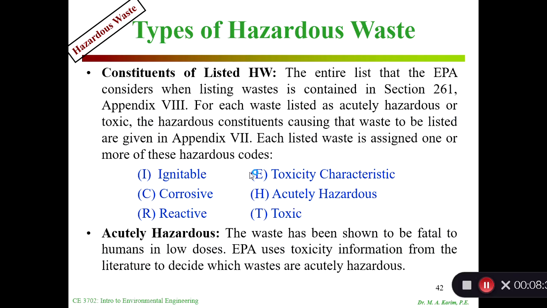So, constituents of listed hazardous waste are basically defined in section 261 of the regulations. Each listed waste is assigned one or more hazardous codes. I is ignitable, C is corrosive, R is reactive, E is toxicity characteristic, H is acute hazardous, T is toxic. Here is the definition of acutely hazardous: a waste that has been shown to be fatal to humans in low doses. EPA uses toxicity information from the literature to decide which wastes are acutely hazardous.